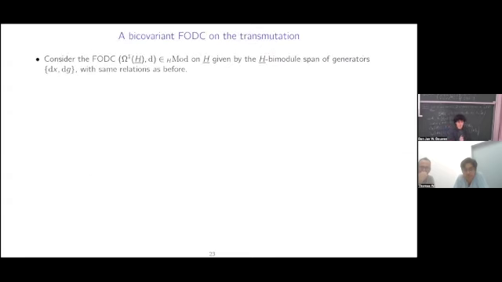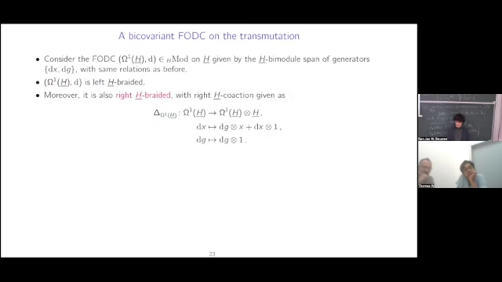So we consider a first-order differential calculus in the category of left H modules on H underline, given by the H bimodule span of the same generators that we had before. Recall that when you take the transmutation, the linear space underlying your new braided Hopf algebra is the same. So we still have a two-dimensional differential calculus. This is left H braided, again. But what we also find, and find very beautiful, is that it's also right H braided.